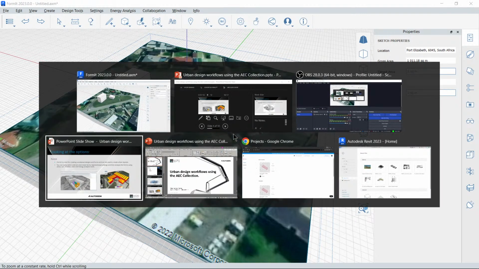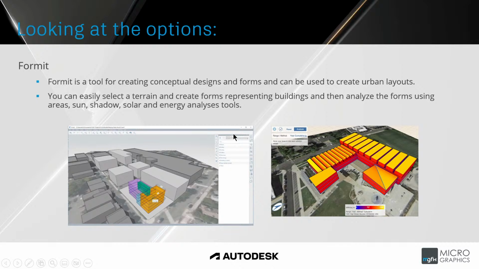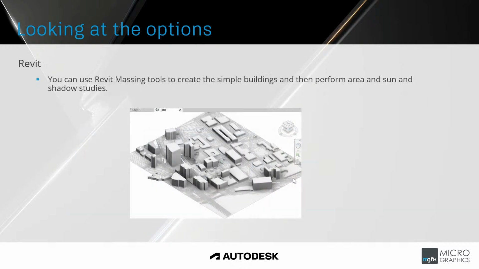Right, let's return to the slideshow. So that's basically Formit. You have the ability to create your terrain, add block forms, do some analysis, and transfer over to Revit. There are lots of other things you might be able to do here, but at this stage that's just the basics.